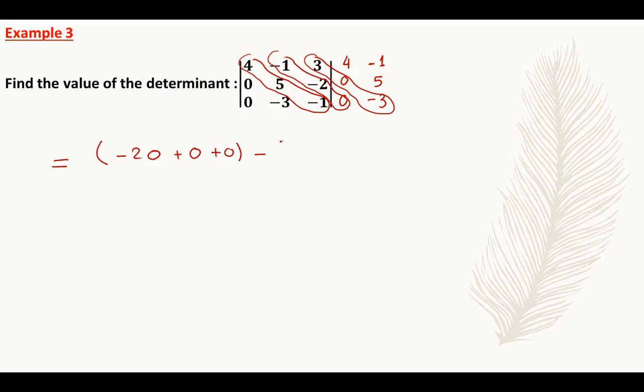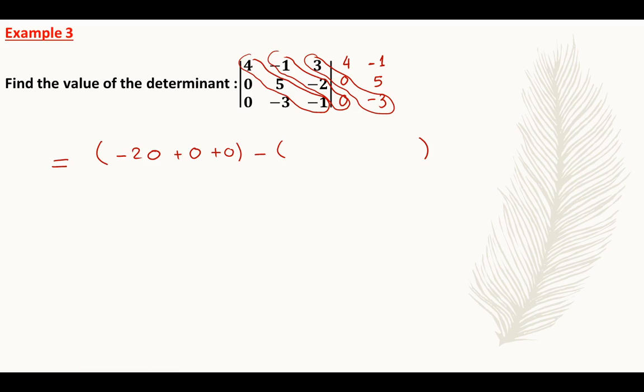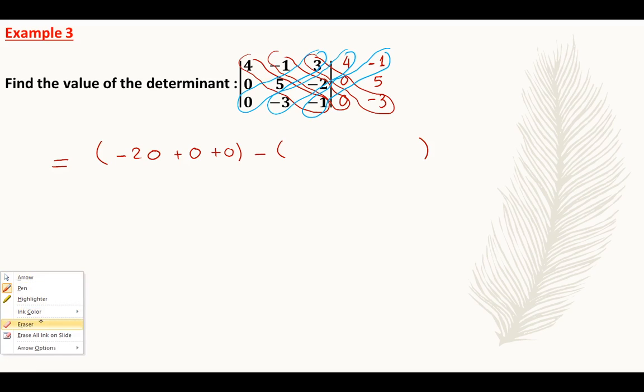Okay, minus, let's go to the other diagonals. I will color the other diagonals for you so you can see them. Let's start from here. This is the first diagonal, this is the second diagonal, and this is the last diagonal. Okay, let's find the multiplication.